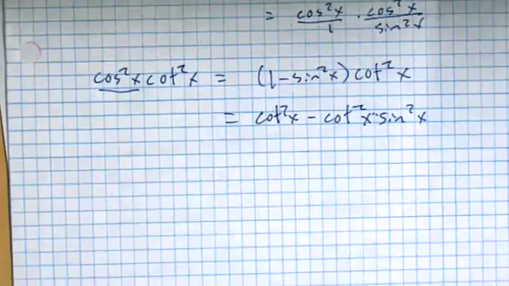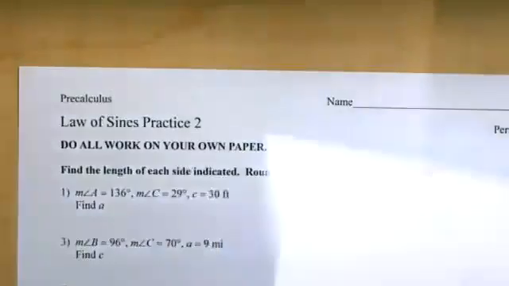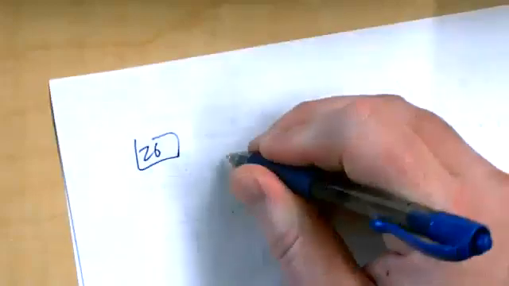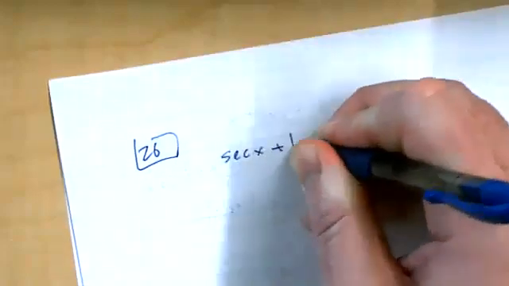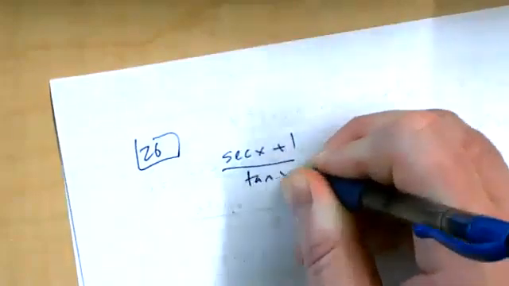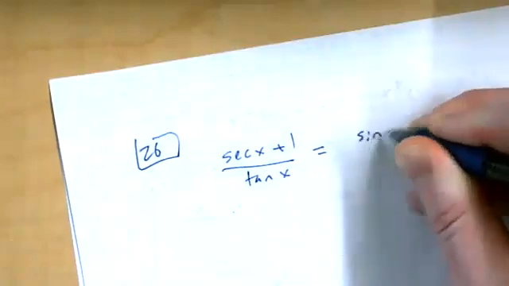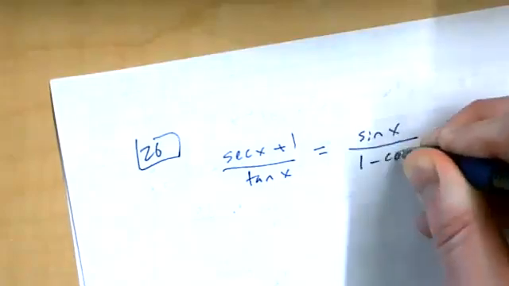What other questions did y'all have? That was a fun one. 26. We'll try. I don't know for sure if I can. 26. Secant x plus 1 over tangent x equals sine x over 1 minus cosine x.